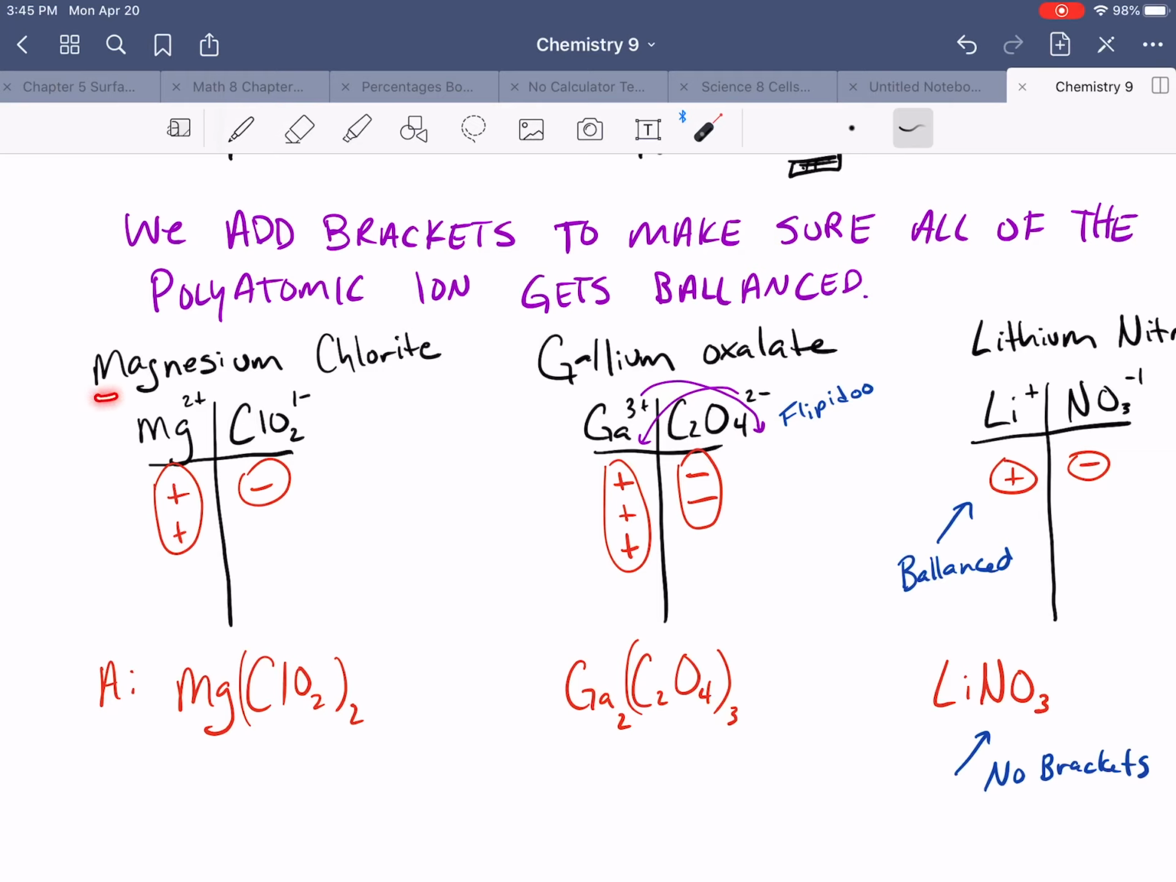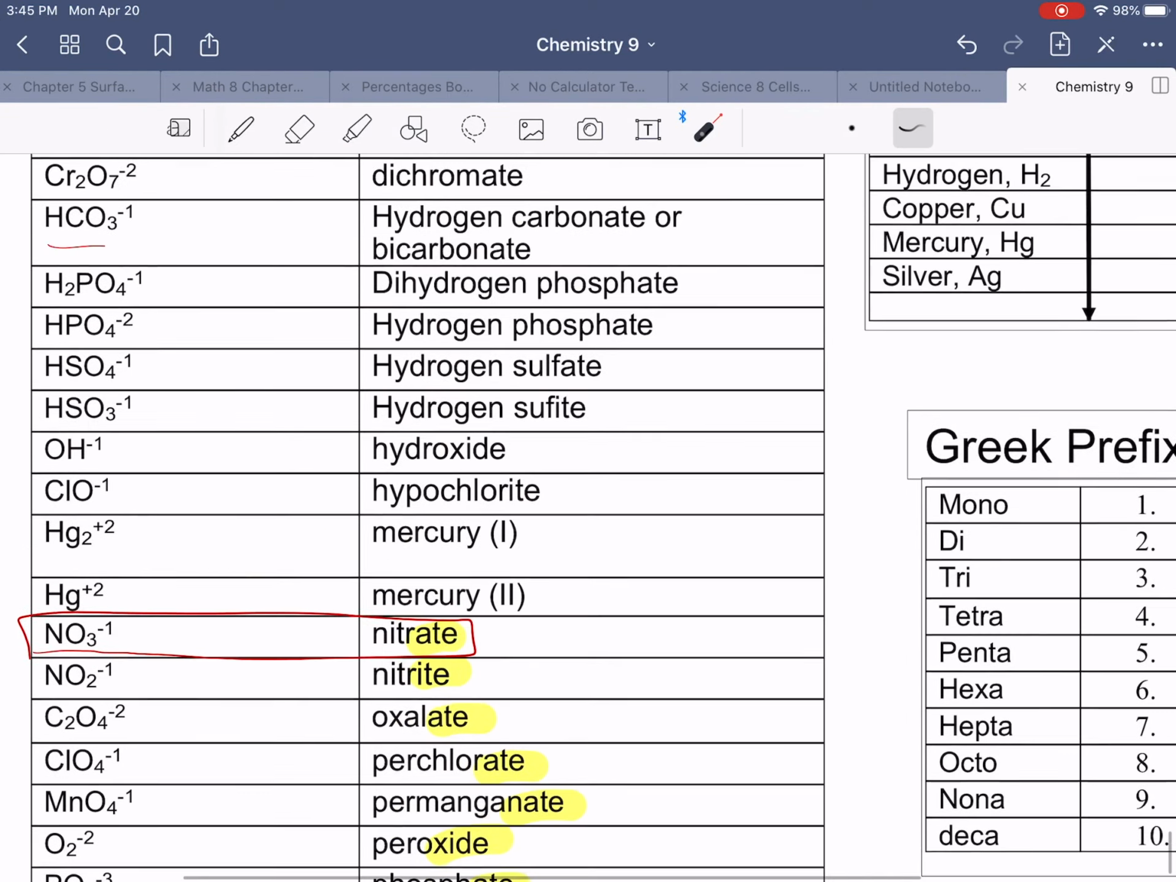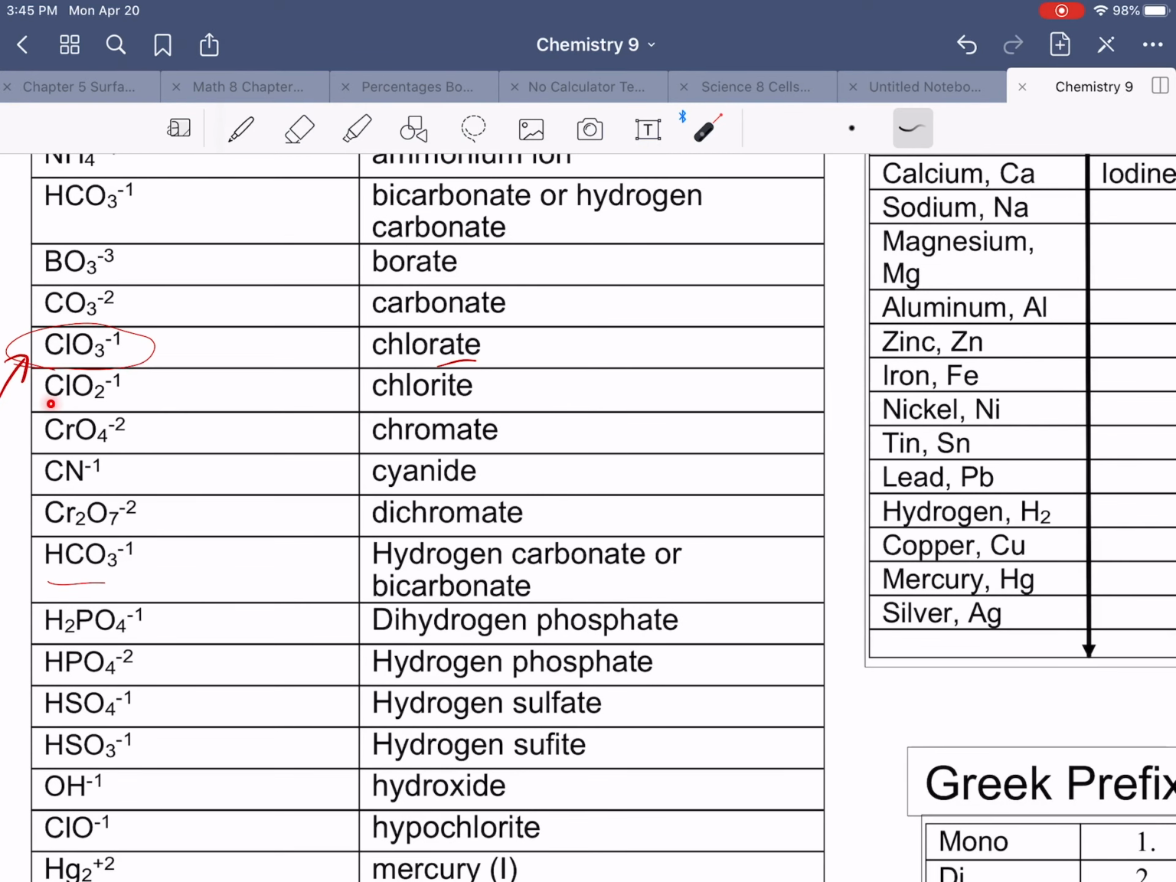And so here's the first one, magnesium chlorite. In order to find chlorite, you have to notice that it does not end in "ide." So you cannot go to your normal periodic table. You need to go to this table and find it. So we have to find chlorite on this table, and here it is. We've got to remember that if it was chloride, "ide," we would be able to find it on the periodic table, but "ite" is only found on this polyatomic ion table. So it's ClO2 and there's a -1.